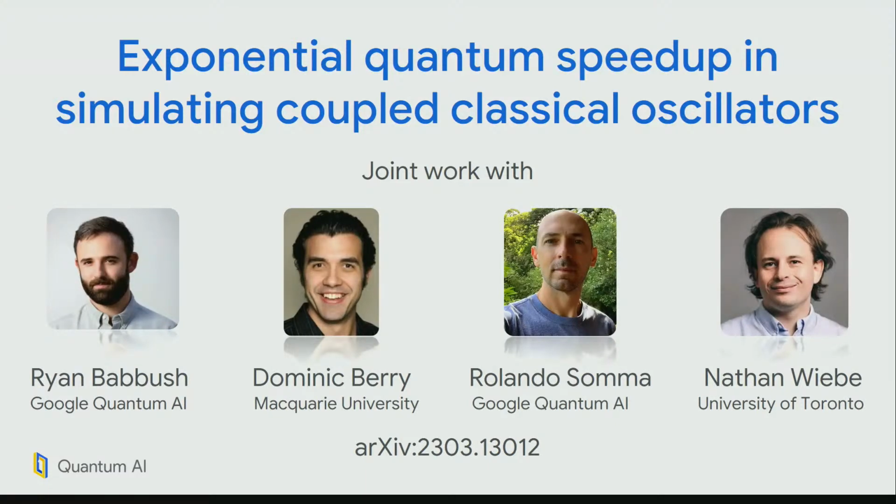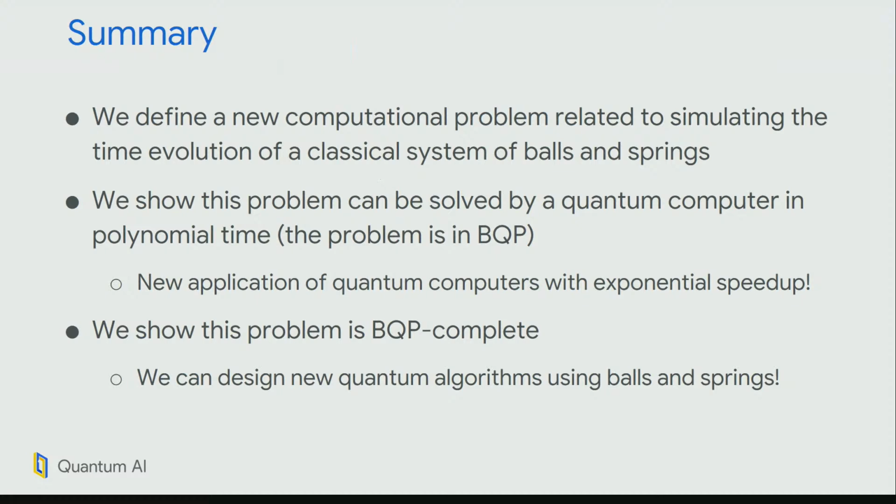Okay, so a one slide summary of what this talk is about. We define a new computational problem, related to simulating the time evolution of a classical system of a bunch of balls connected by springs. And what we show is that this problem can be solved by a quantum computer efficiently, so the problem is in BQP. The upshot is that maybe we can find new applications for quantum computers. Maybe we can find classical systems in the wild that people want to simulate, and then you map it to our problem, and then you use our algorithm.